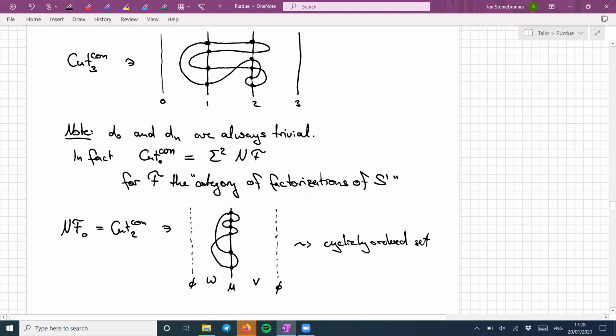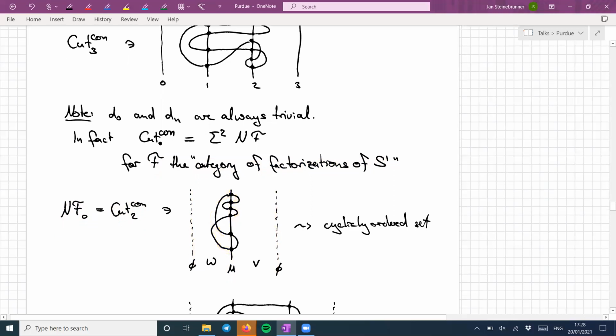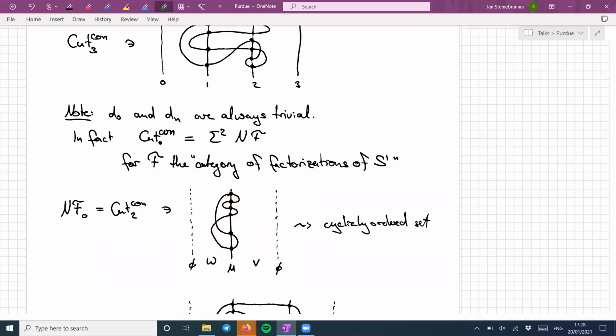Okay, if you believe that, then what are the objects of this mysterious category F that I call the factorizations of S1? Well, this should be connected 2-simplices in cut. And such a connected 2-simplex starts out with an empty set. You have an empty set at the end, and then you have one zero-manifold in the middle and 2 bordisms. And these 2 bordisms are required to glue to a circle. And now I claim that, in a sense, this is the same data as that of a cyclically ordered set.